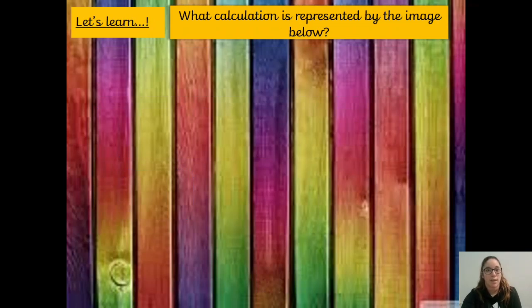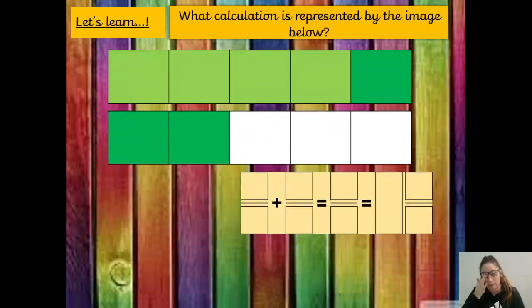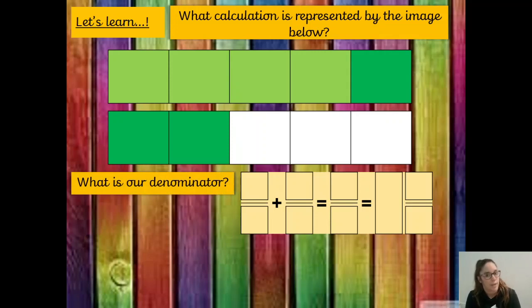Okay, so let's learn. What calculation is represented by the image below? Having a look, first of all, what's our denominator? How many equal parts has it been divided into? This is a tricky one because I don't want you to think that it's been divided into 10. It's just showing you the 2 parts to our calculation. If you look at one bar model, how many equal parts has it been divided into? It's 5. So we've got 5 equal parts.